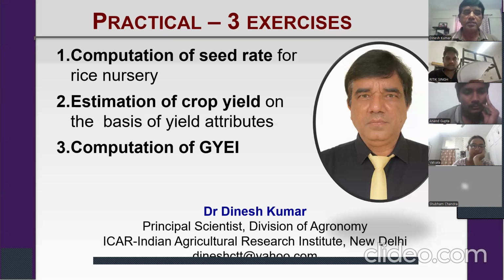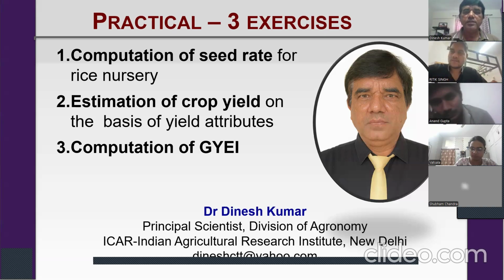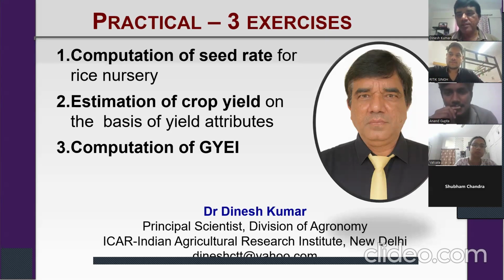And the third part of this exercise is computation of grain yield efficiency index. So anybody having idea about grain yield efficiency index? Anybody has any idea about this index? All right. So what happens when we grow different varieties or different genotypes of different crops? Some can efficiently utilize a particular nutrient and some cannot utilize that much efficiently. So to identify nutrient efficient cultivars or nutrient efficient varieties, we need to compute grain yield efficiency index.